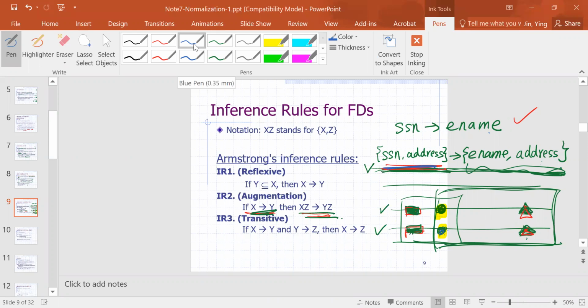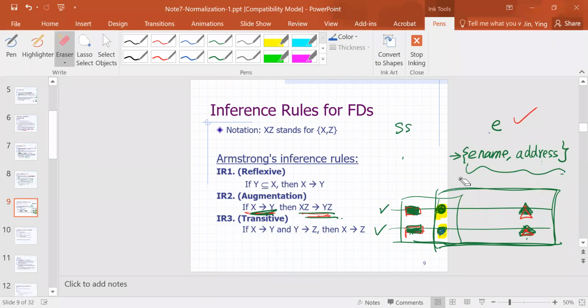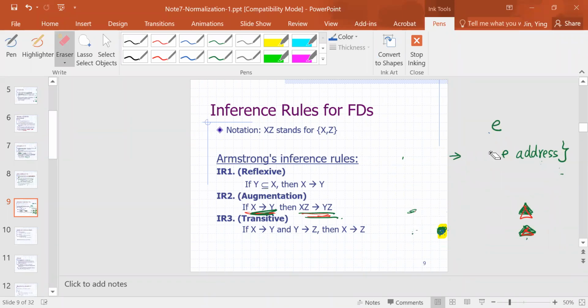So this is the one. Let me get rid of this. The next one I want to do is number 3. So this one I have X → Y and Y → Z. Then I have X → Z.